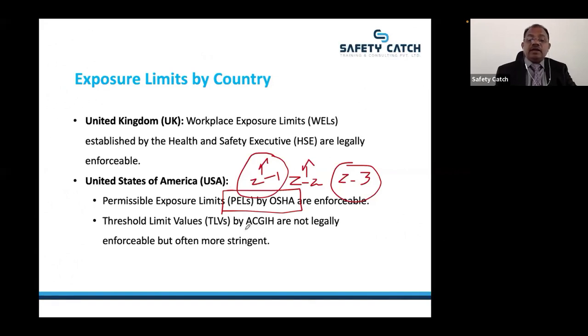And there is the American Conference of Governmental Industrial Hygienists. This is the research body setting these limits, the ACGIH values.